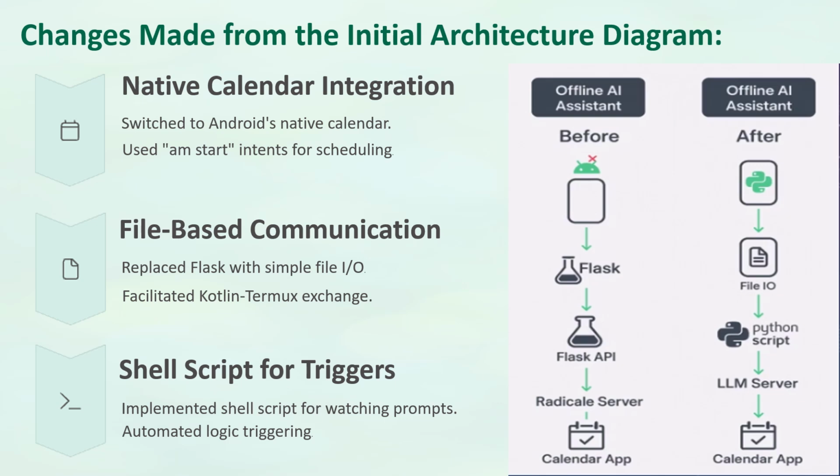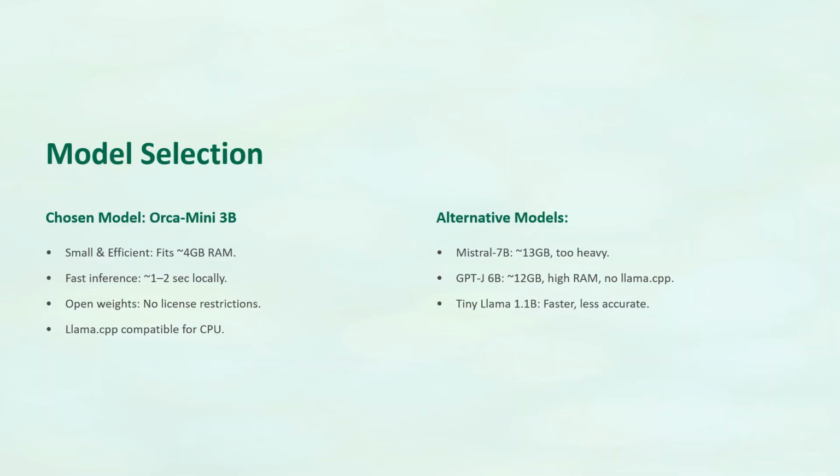Model selection. We chose Orca Mini 3B due to its small size, just under 4 GB RAM with 1 to 2 seconds inference time, and its compatibility with llama.cpp. We evaluated other models like Mistral and GPT-J but found them too heavy for local mobile use. And the other one was Tiny Llama, which was lighter but less accurate.